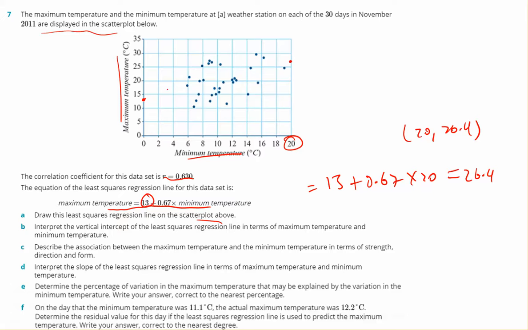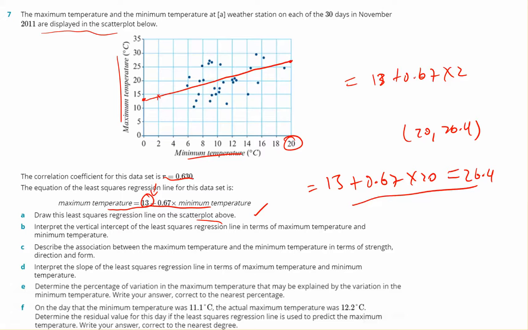Now, you only need 2 points to draw a line, so obviously you're going to use a ruler for this. You just need to draw a line joining the 2 points. Okay, so that's done. Now, another way to do it is to use 2 points. If you didn't recognize that was the intercept, you could say, when x equals 2, 13 plus 0.67 times 2, what does y equal? You work that out and you get a coordinate, and you can plot the point there. So you get 2 points, and you can draw it.